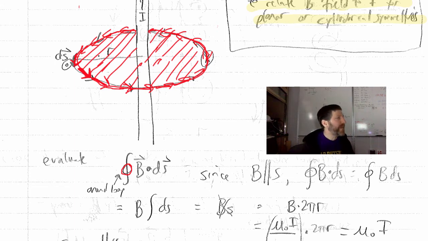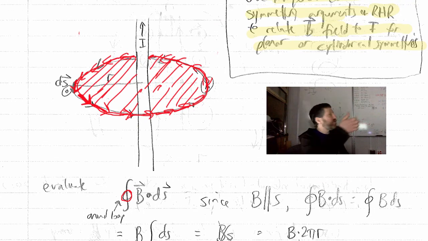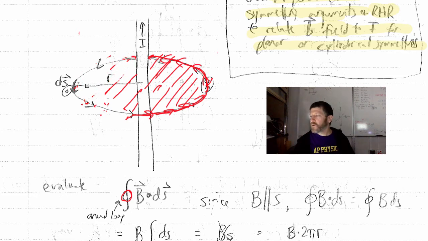What's the angle between B, the magnetic field, and ds? Use your right-hand rule to figure out the direction of B. So we've got thumb going up. In this picture, the current is up. So use your right-hand rule. It curls around in a circle. And notice that B is always exactly parallel to every part of that loop. So what is the angle between B and any one of these little ds vectors? It's 0, so our cosine of 0 gives us 1.